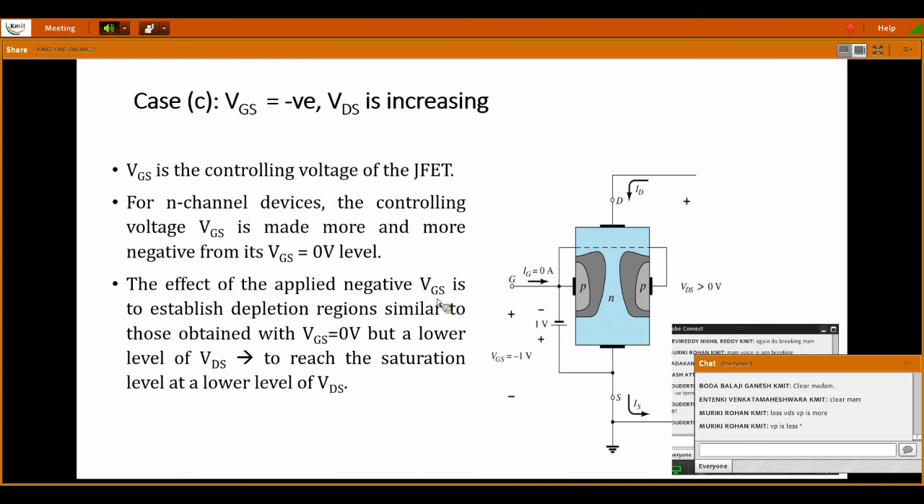The effect of the applied voltage VGS is to establish depletion regions similar to those obtained with VGS equal to 0 volts, but a lower level of VDS is needed to reach the saturation level. Means we require less voltage. Very simple, don't get confused. When VGS is given, then the requirement of VDS will be less. So we get the pinch off voltage and the saturation level of the FET at early voltages. That's all, as simple as that.